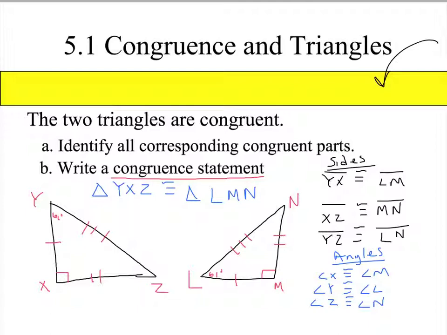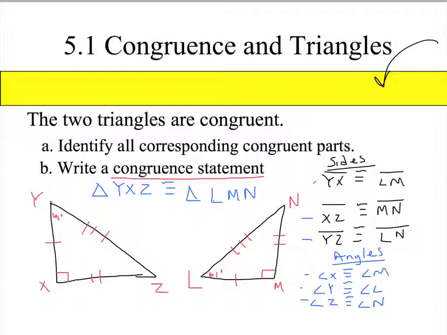Okay, right off the bat, I'm going to check to see if this is true. Angle Y would be congruent to angle L. That would be right there on our angle statement. We know that angle X is congruent to angle M. Check. Angle Z would be congruent to angle N. Check. Then check your sides as well. YX would be congruent to LM. They are in the same order. Yes, XZ would be congruent to MN. Absolutely. And finally, YZ is congruent to LN. Yep, that works all together. We can have that statement.